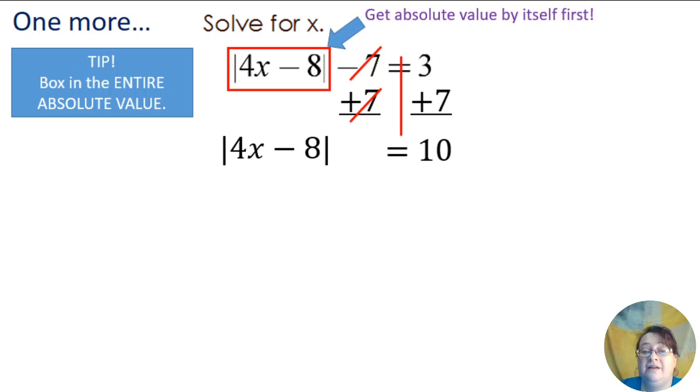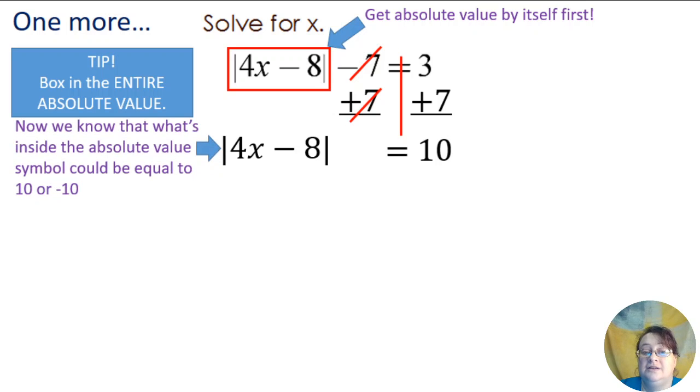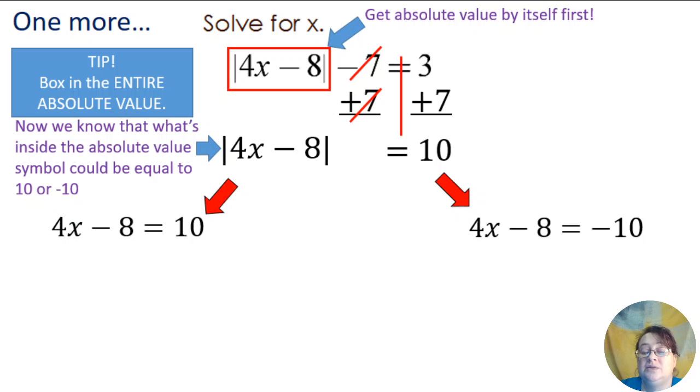Now I know that 4x minus 8, what's inside that absolute value, could be 10. It could also be negative 10. So here is where we split the problem out. I have to set 4x minus 8 equal to 10, and I have to set 4x minus 8 equal to negative 10. And then solve. So let's start with the one on the left.